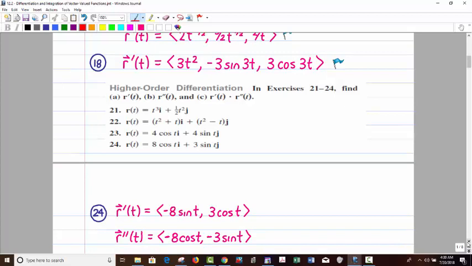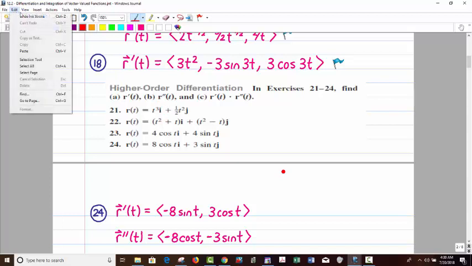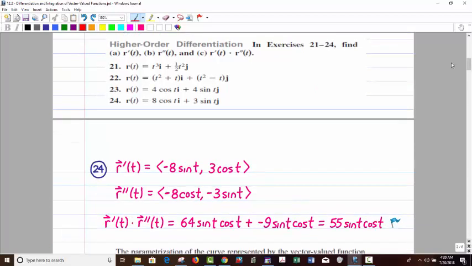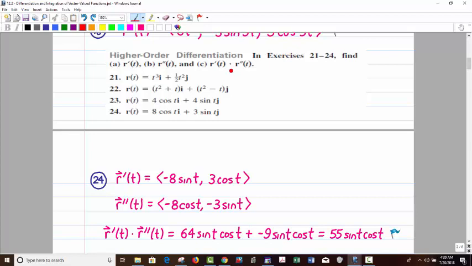Just like regular derivatives of functions, you can take second derivatives of these when needed, and we'll be needing that in another section. It's just like you would think it would be. This one's asking to find r prime of t, r double prime of t, and then r prime of t dotted with r double prime of t. Keep in mind when we do this dot product, that answer is going to be a scalar function of t. It will not be a vector. So let's see what we have. I chose to do example number 24.